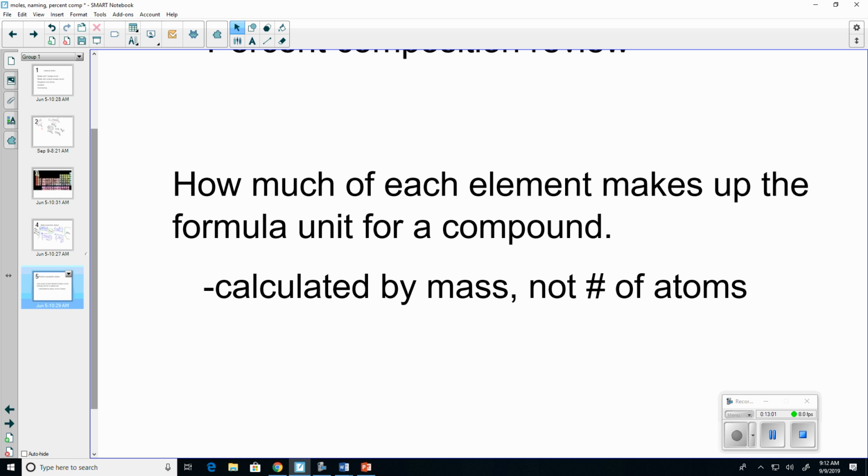So in other words, if we think about water as H2O, we're not going to say that 2/3 of water is composed of hydrogen, although atom-wise, yes it is. Mass-wise, that oxygen is so much bigger that it is the majority of the percent composition of that compound.